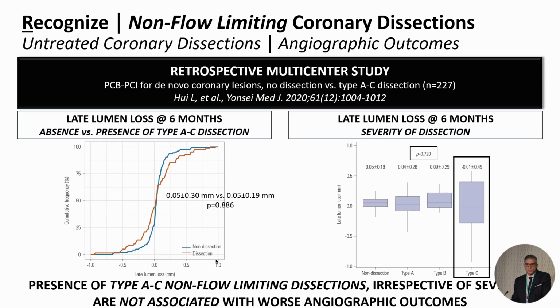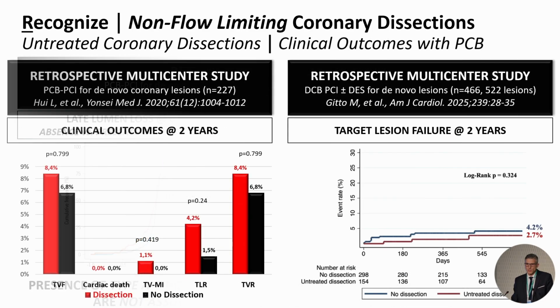One of the major advances over the last years has been the recognition that coronary dissections are not only bad, and when left untreated, they are associated with good angiographic outcomes, as shown here in this study of 227 patients, highlighting that beyond angiographic appearance, but considering flow, type A to C non-flow limiting dissections, irrespective of their severity, included type C, as you can see here on the right side, are not associated with worse clinical outcomes.